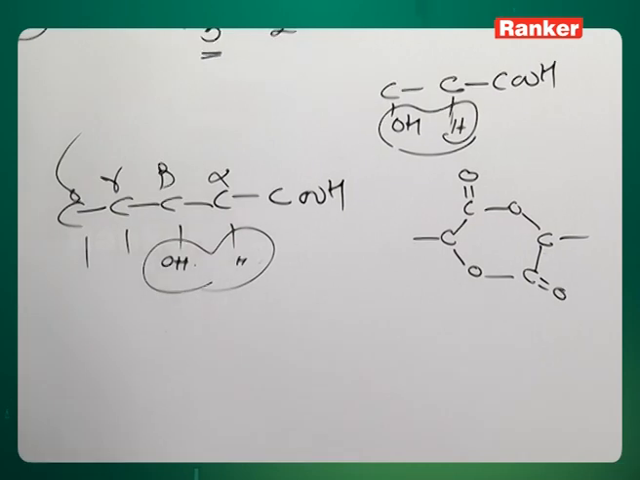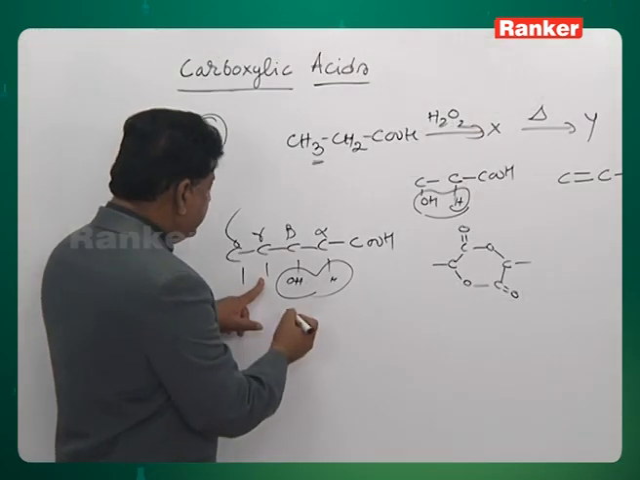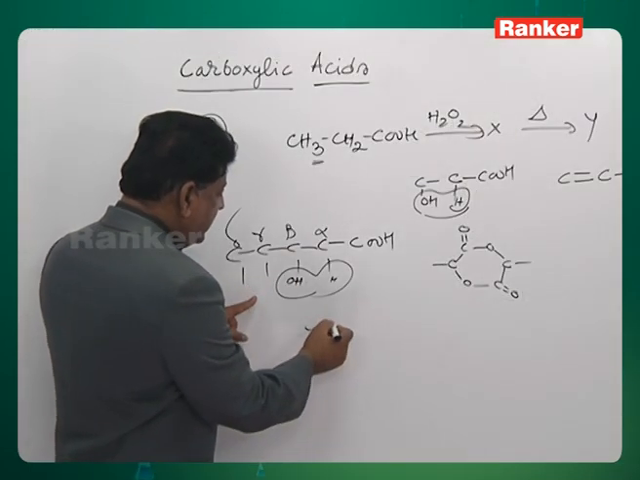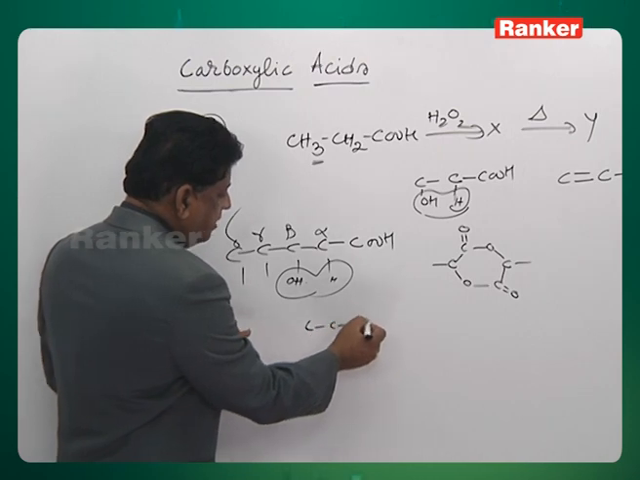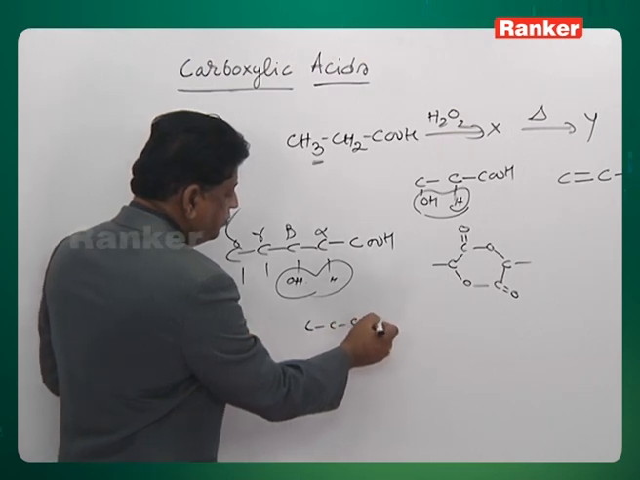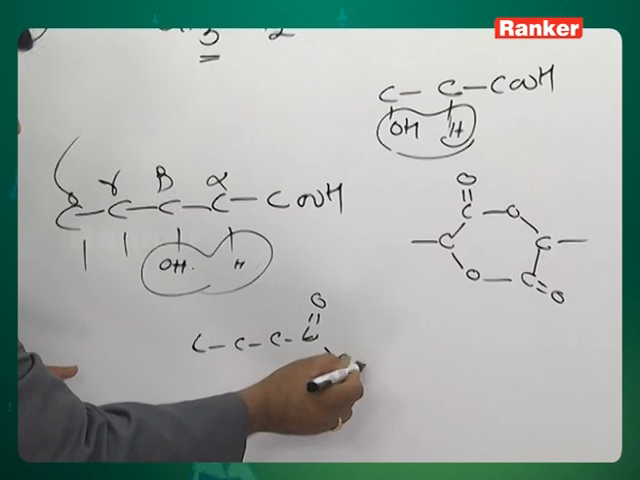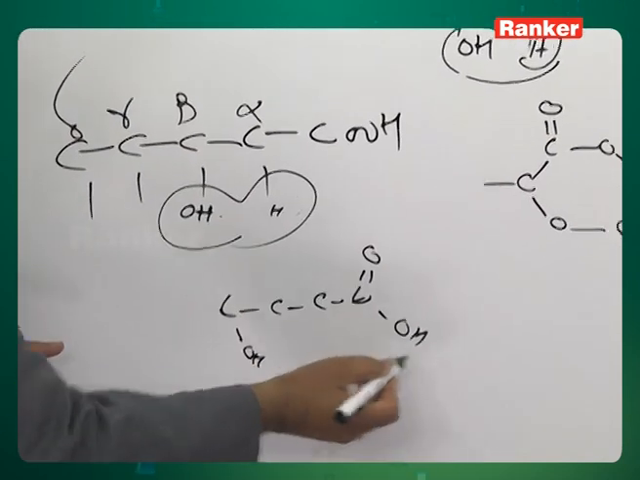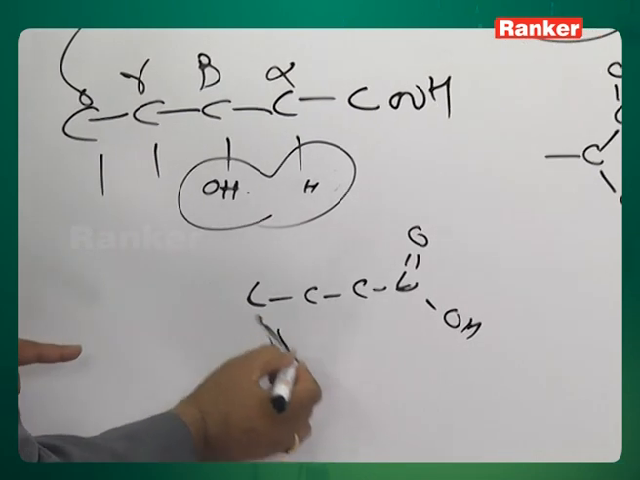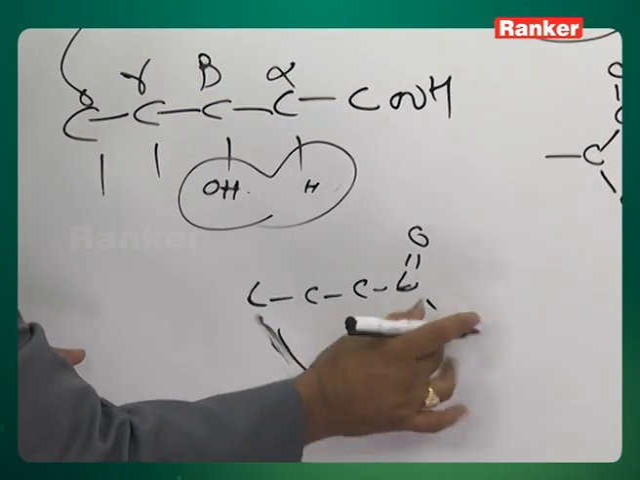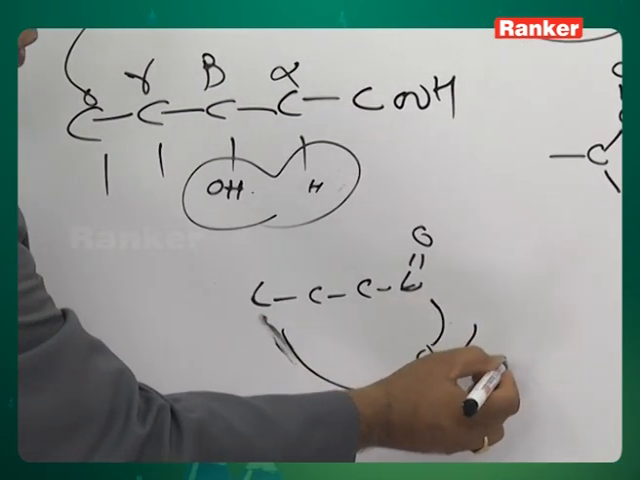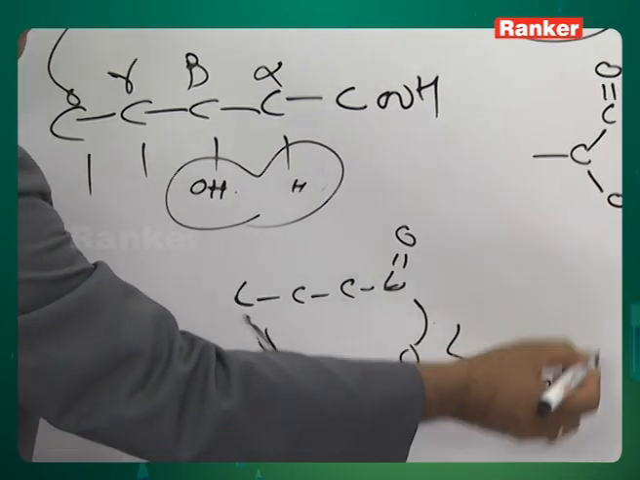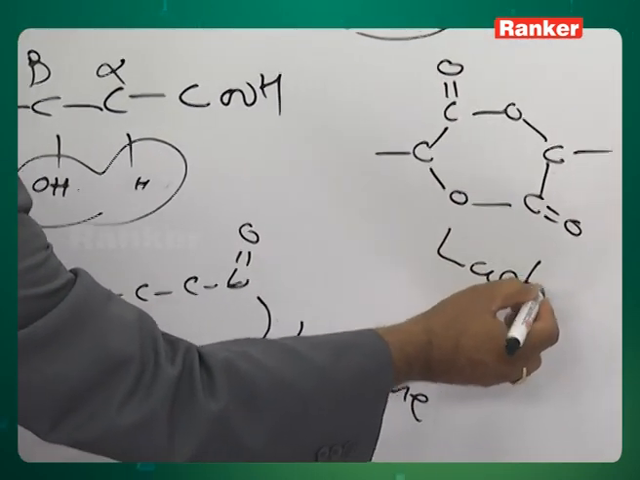beta unsaturated acid. If gamma onwards is there, gamma OH, like this, COOH. So alpha, beta, gamma. If gamma OH is there, this and this will react, and a cyclic ester is formed. That is called what? Lactone. This is called what? Lactide.